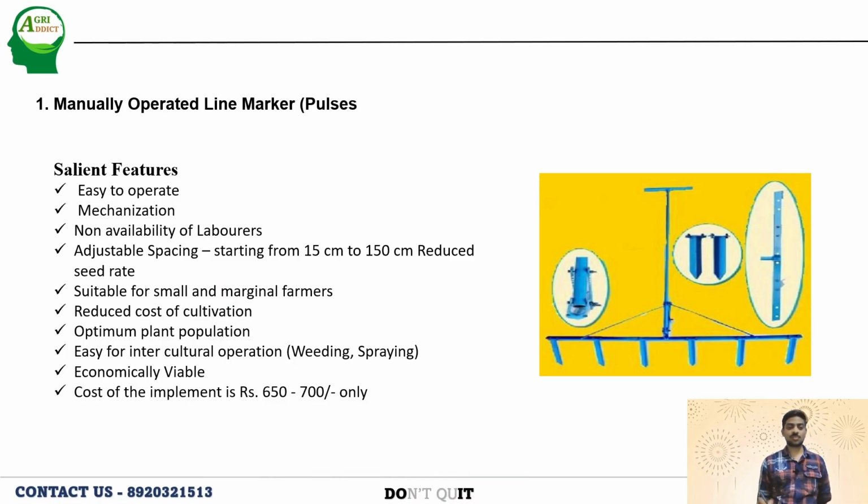Very first, as I told, the pulses. For pulses sowing, we are using this manually operated line maker, and this is very economically viable because the cost of one implement is only around 650 to 700 rupees, and it can be used by all the small and marginal farmers. It reduces the cost of cultivation because labor shortage is there. When the labor shortage is there, the farmer can use this, and optimum plant population can also be established using this manually operated line maker device.